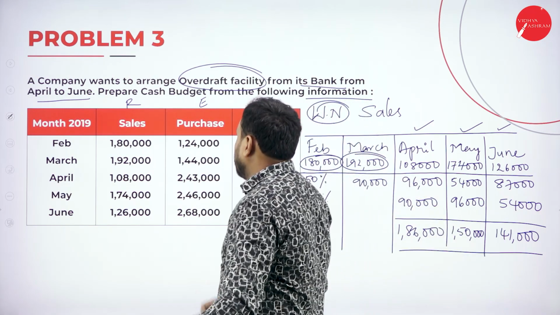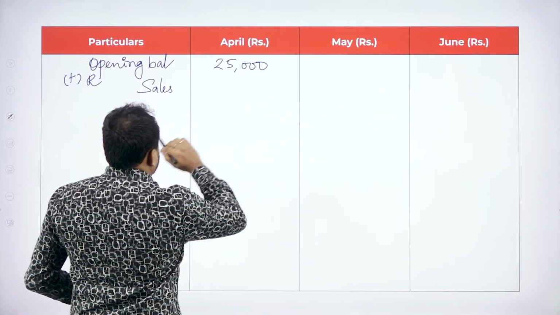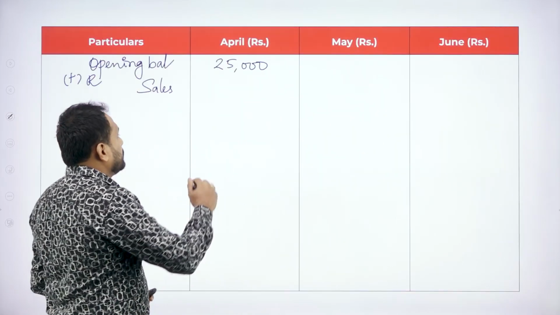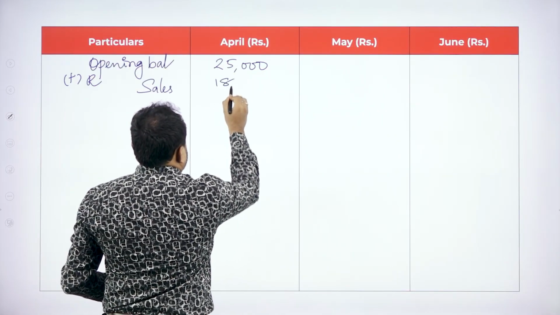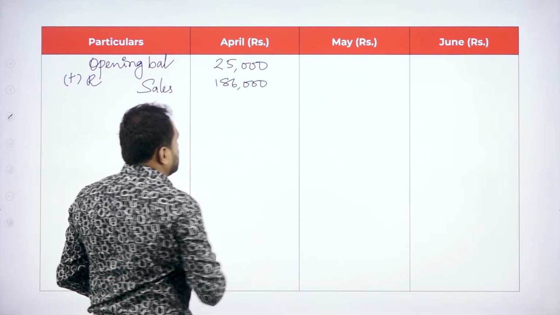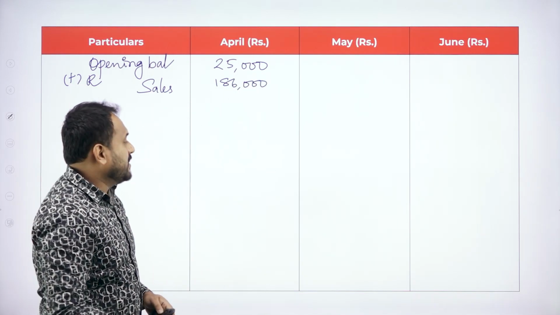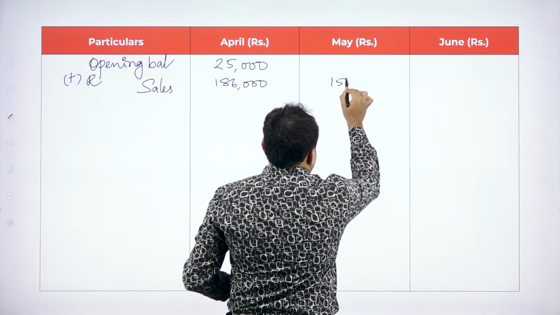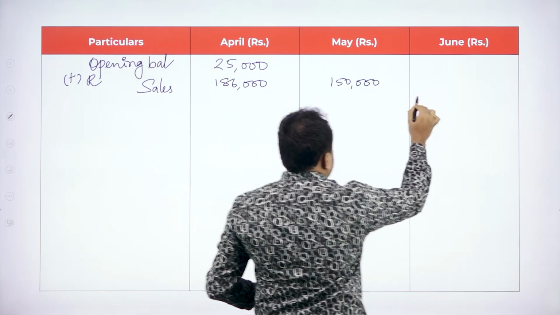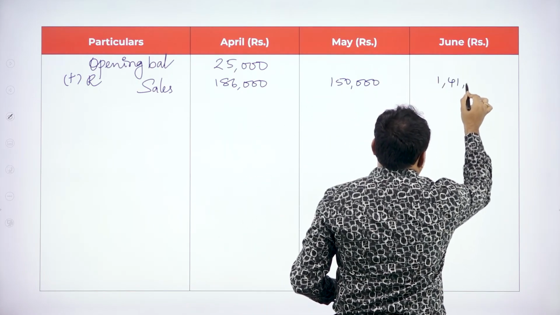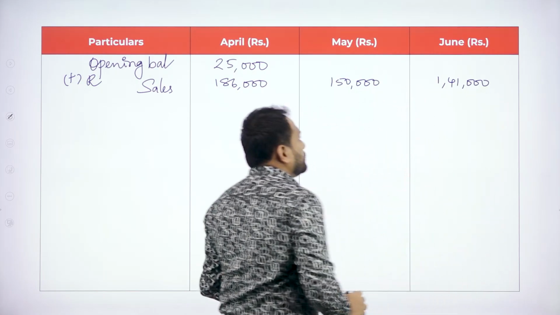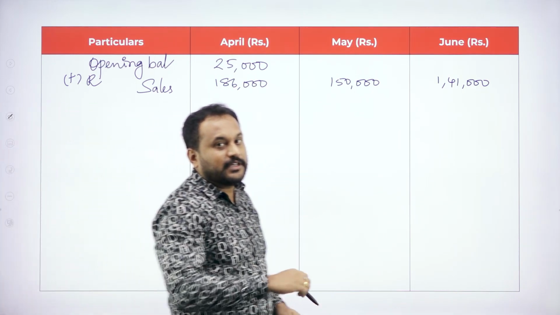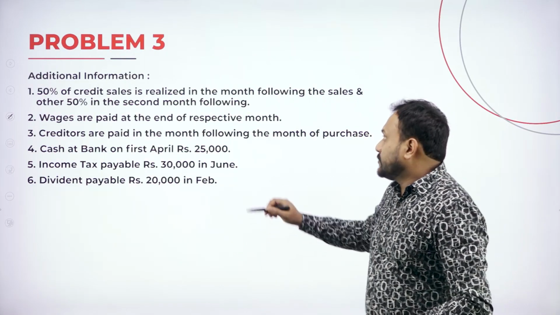Let's go with the things. Now in the month of April, what is my sales? My sales is now 1,86,000. Next, in the month of May, 1,50,000. And June is 1,41,000. So this is what my sales are for April, May and June. Let's go with the next adjustment. So my sales is done.